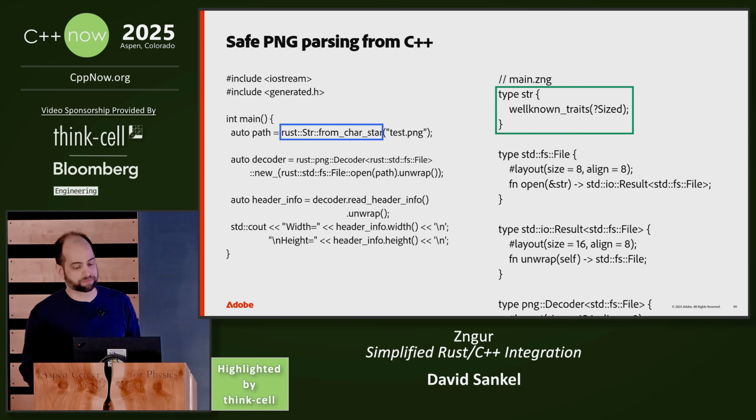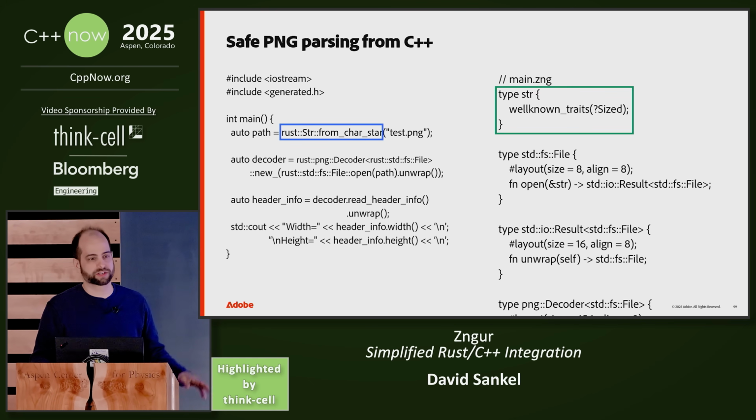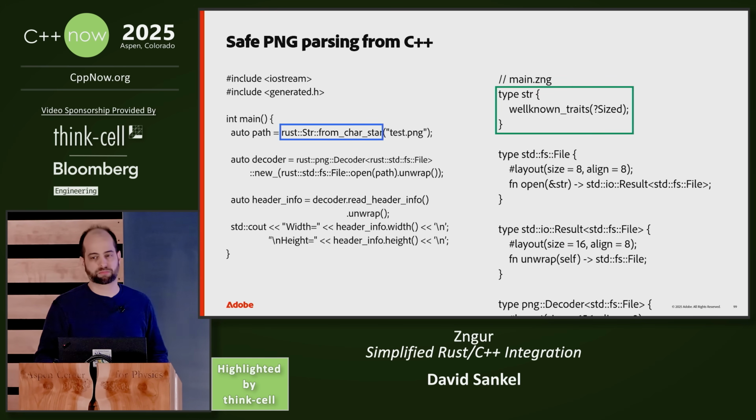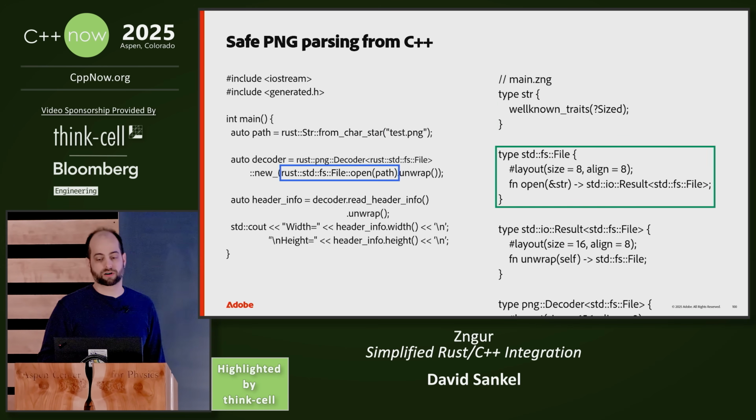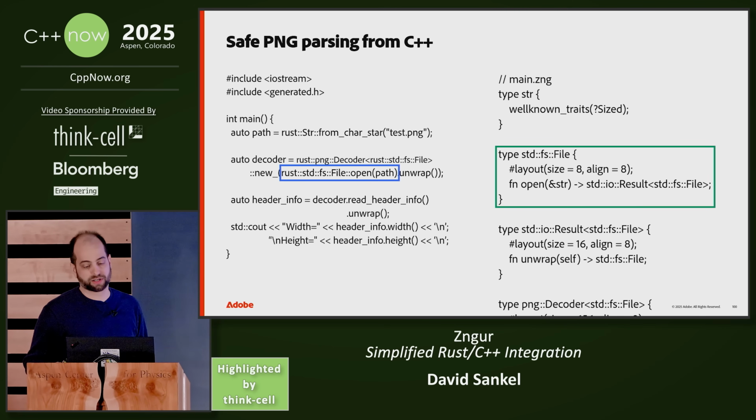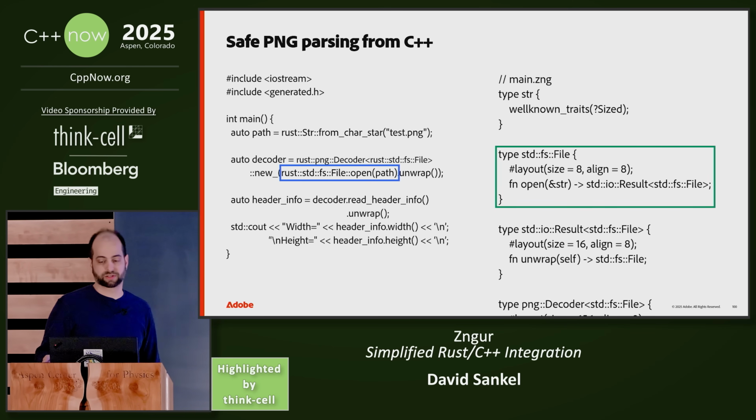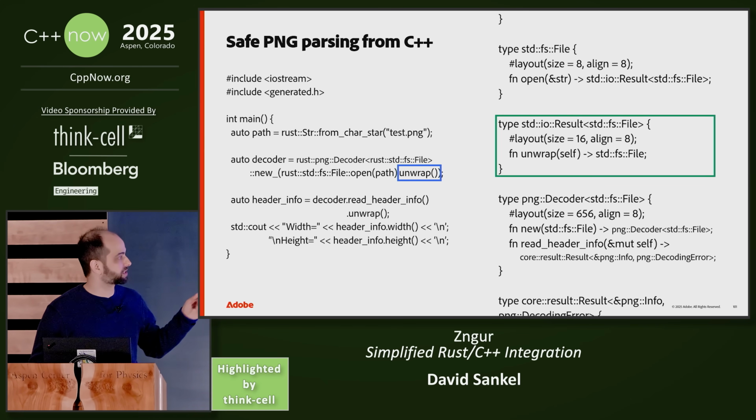Okay, so now let's look at our Zngur file. For str, we're going to have type str in our Zngur file because we're using it. Here you have well-known traits, ?Sized. I didn't go into detail on this, but this is basically just saying that this is one of those fat pointer types, like str in Rust. We need to have our file object with its open function. So we know how to declare that and get the right layout. It returns std::io::Result instantiated with std::fs::File. Here we expose that type, and we're using an unwrap function, so we expose that function on that object.